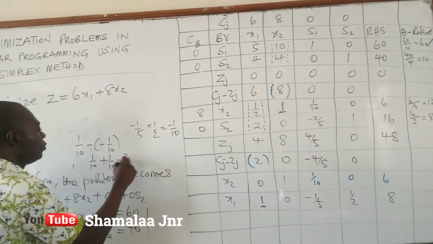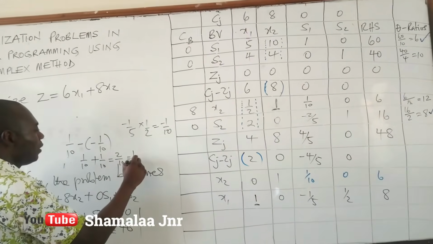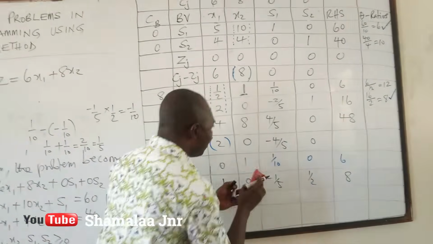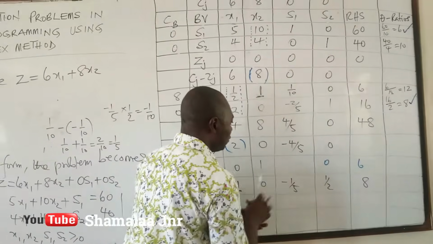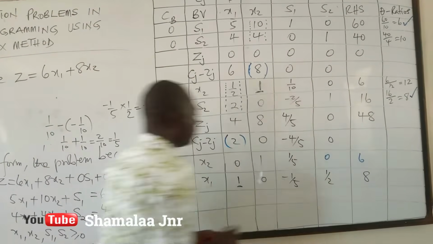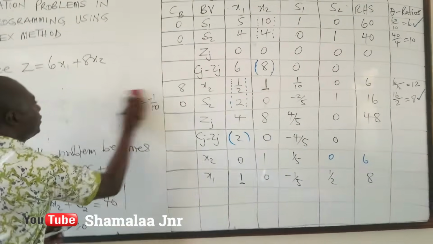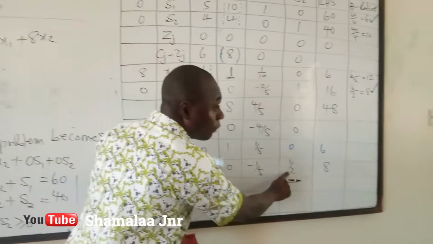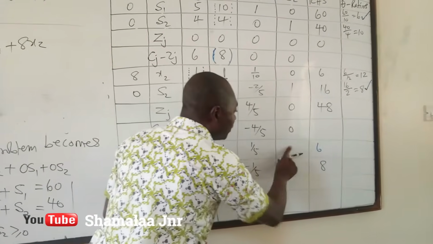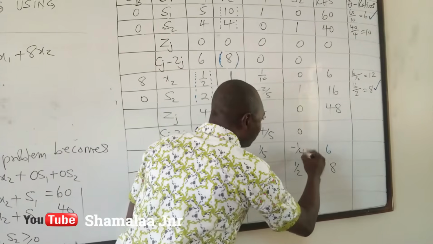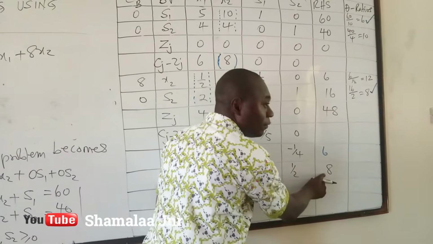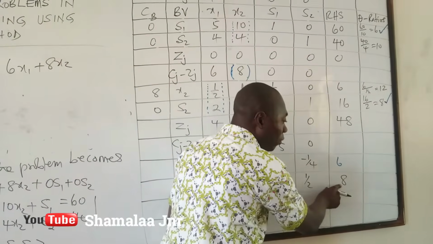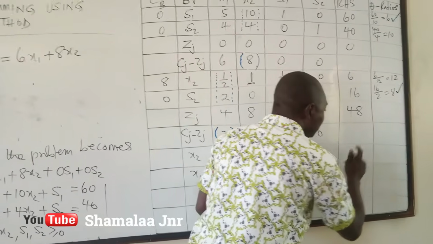This is 2 over 10. And this is 1 over 5. So this one will give us 1 over 5. Let me do the next one. This times half will be 1 over 4. And then we are subtracting from 0. That is negative 1 over 4. This times half will be 4. We are subtracting from 6. This one will be 2.